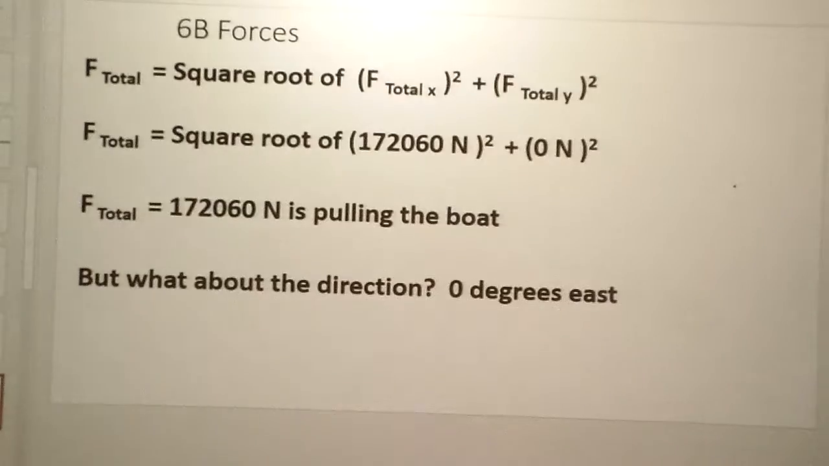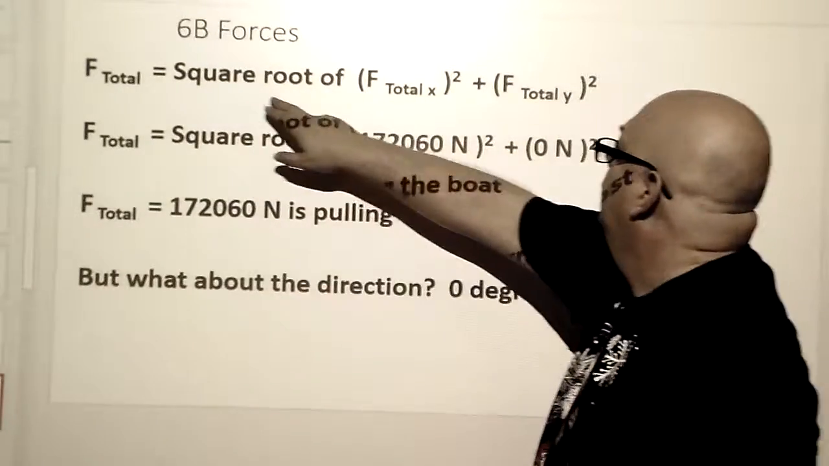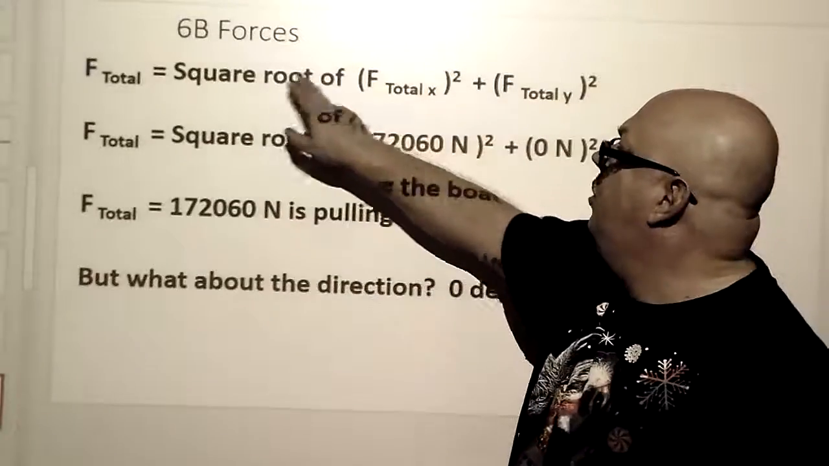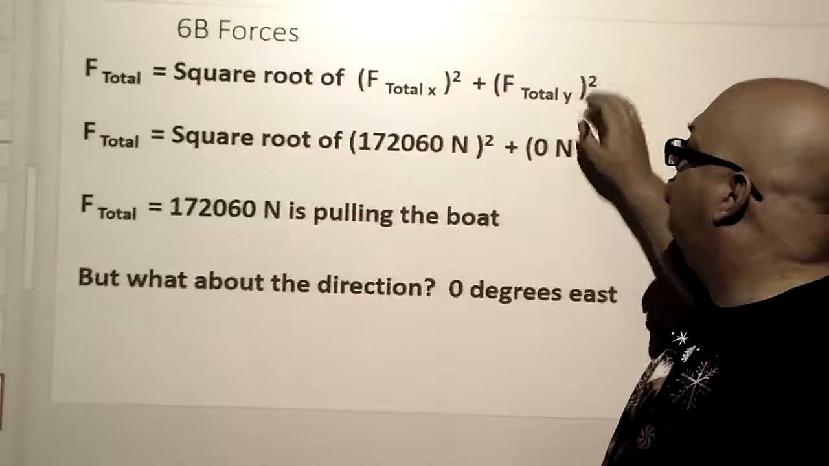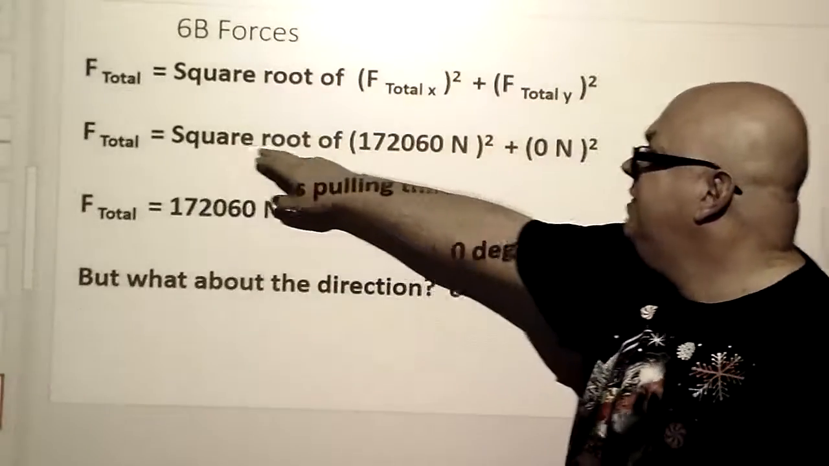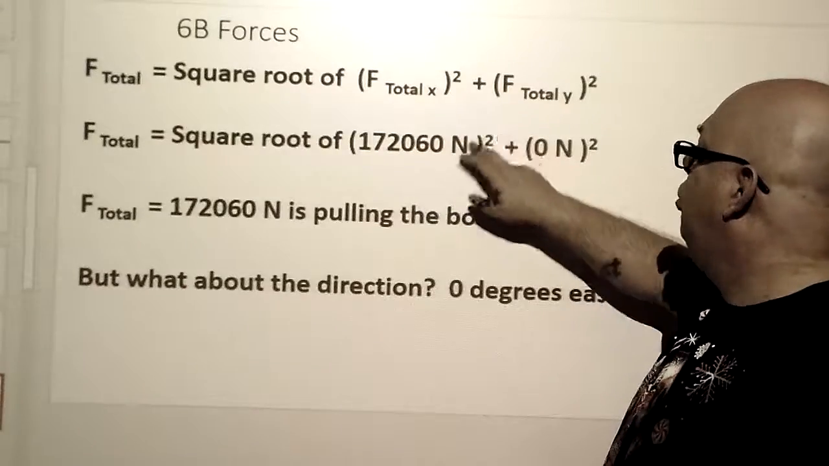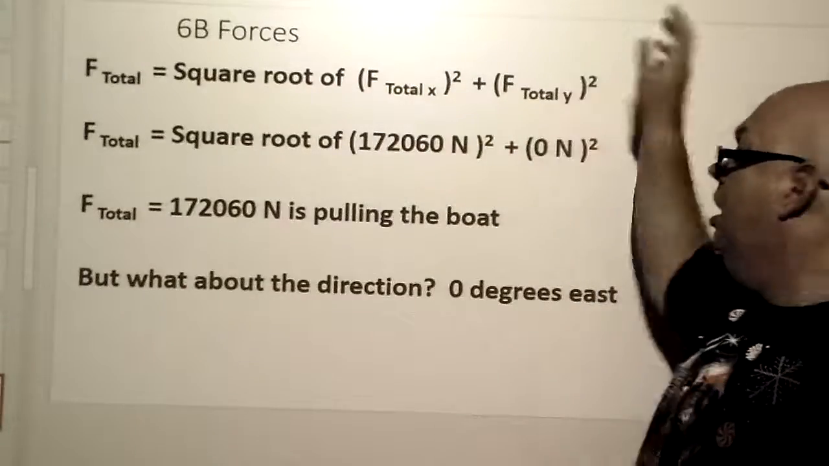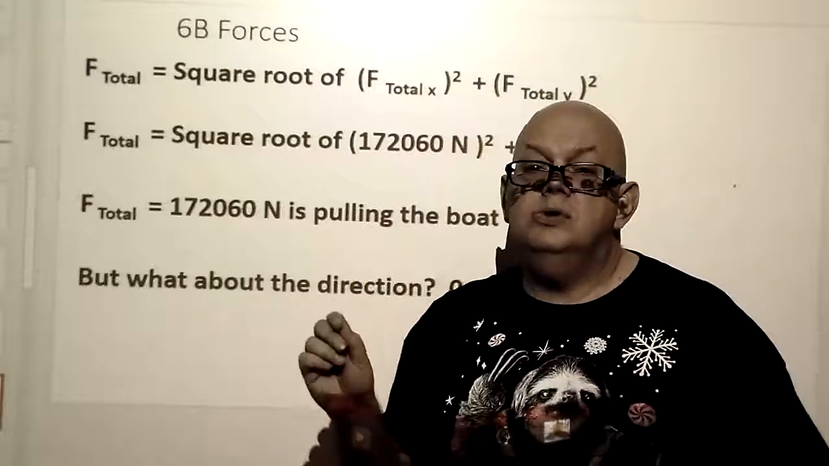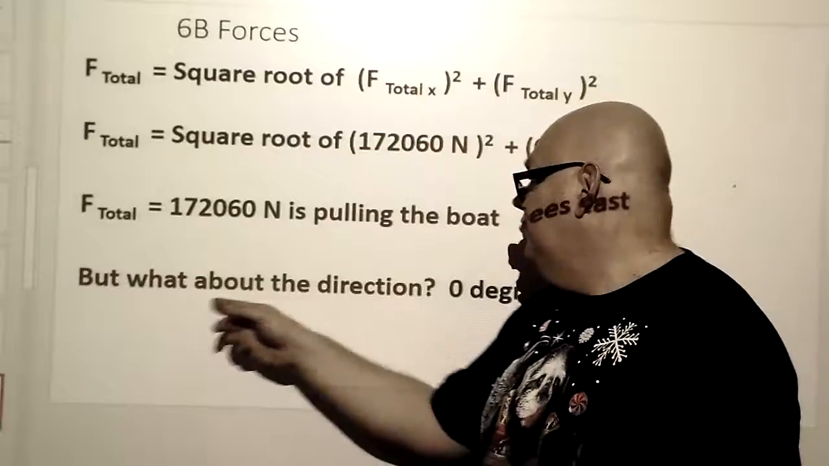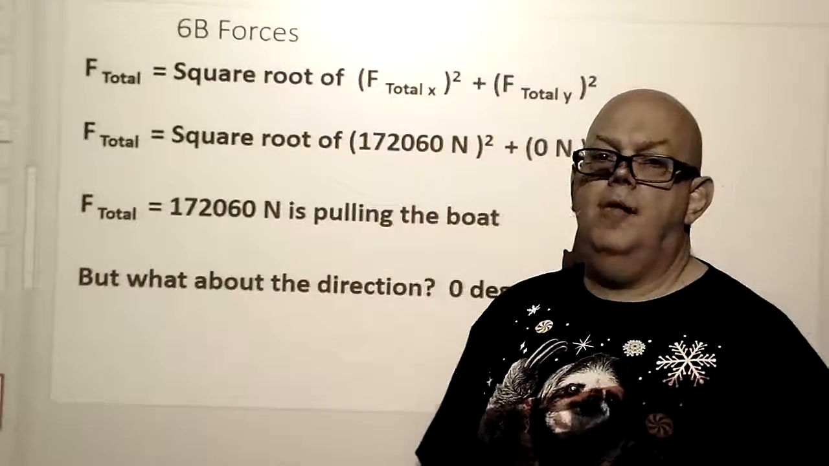As we're rounding third base on our way to home, slide DiMaggio, slide! Our total is the square root of F total x squared plus F total y squared. So we took the square root of 172,060 newtons squared, because the y we don't care about. So our total here is 172,060 newtons, which is what's pulling the boat. The direction is 0 degrees, to the east.